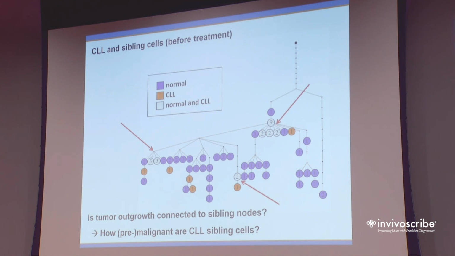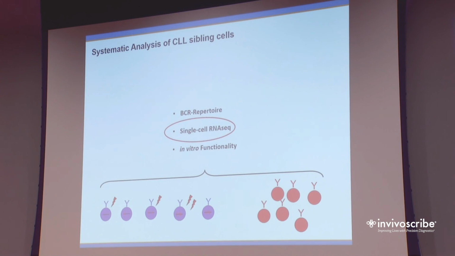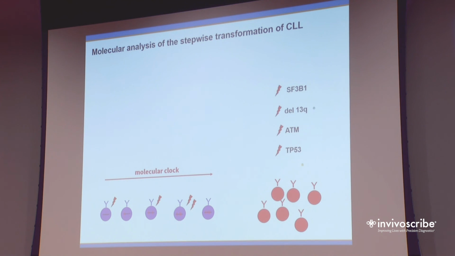So how pre-malignant are the CLL sibling cells? This is our current work now. Of course, we anticipate there must be some kind of pre-malignant subset. So we performed single-cell RNA sequencing, this is ongoing work. The idea is that from the CLL, we know the transforming events that we can detect there. Also, of course, we are very interested in epigenetic changes. And then remember, we have the molecular clock of the clonally related cells. So now we think we can find the sequence of transforming events to understand the steps to the CLL pathogenesis before outbreak. That's our next goal.